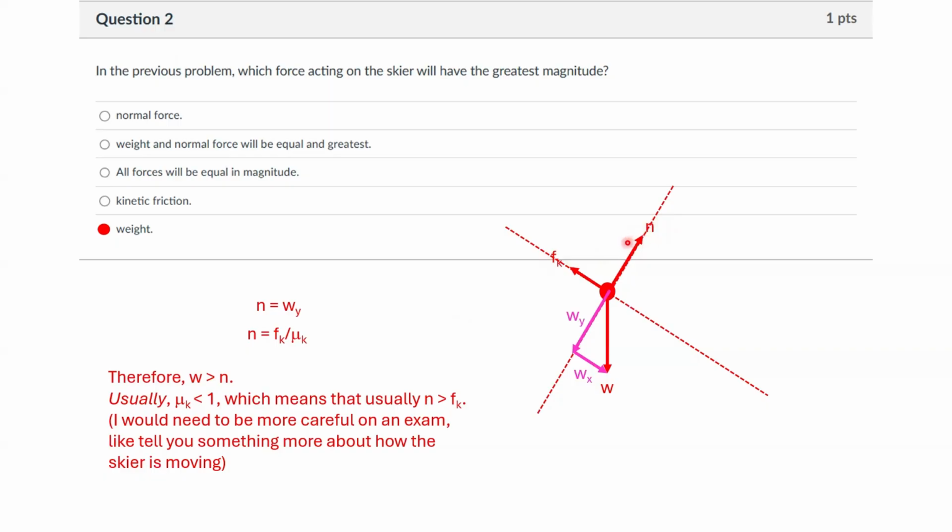You had multiple attempts to get at what I was thinking for the problem in this case, in which case weight would be greater than normal force would be greater than friction.